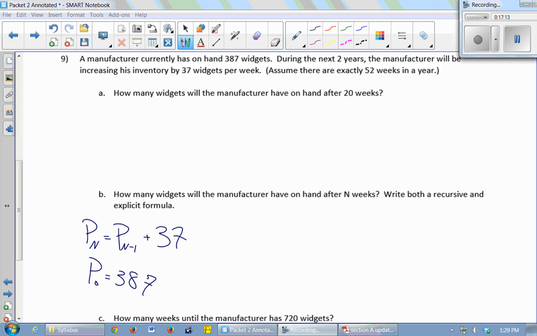Okay, so if I want P20, I want to know how many there are after 20 weeks. How do I get it? Oh, actually, no, I'm sorry. I used the explicit formula, which is what? P sub n equals 387 plus 37n.